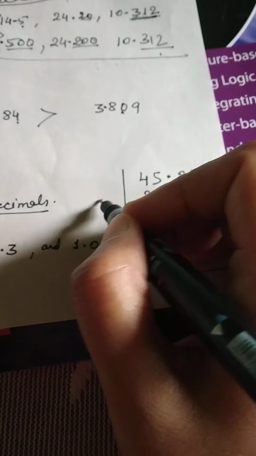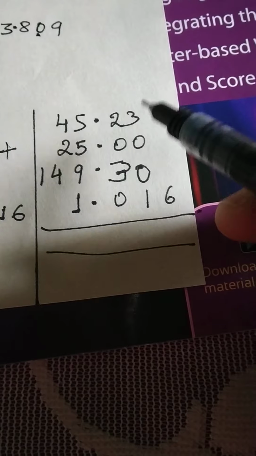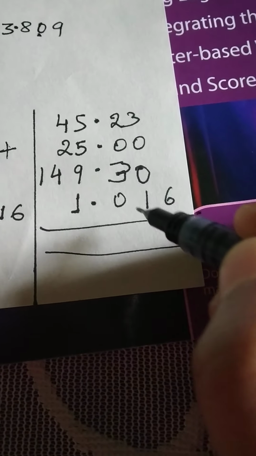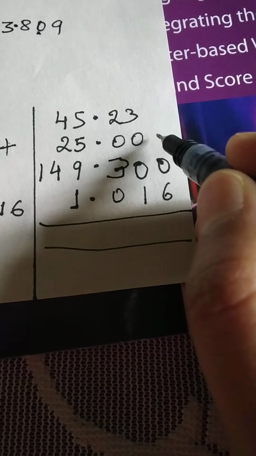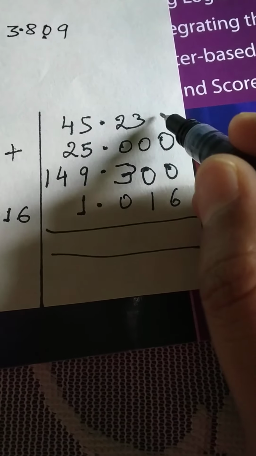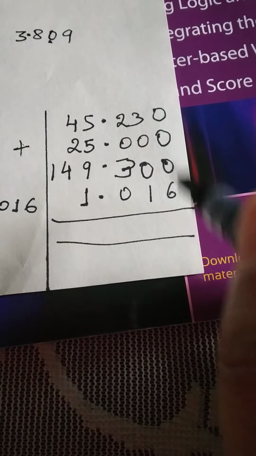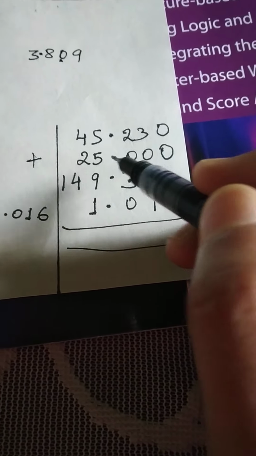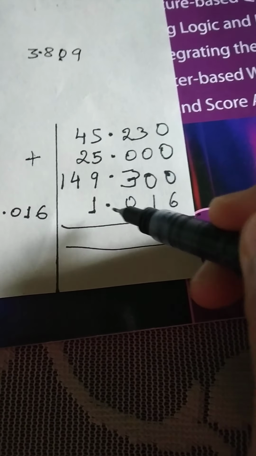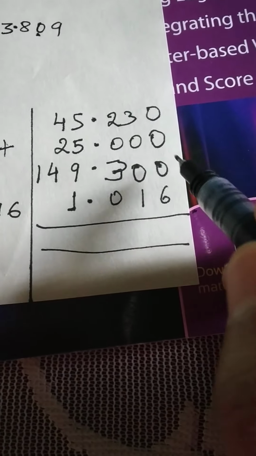Okay, now add it. But let's see here, are all the decimal numbers like decimals? No, one has 3 digits after the decimal. So you have to make this also 3 digits by adding a 0 here. You have to make this also 3 digits by adding a 0. And you have to make this also 3 digits by adding a 0. Okay, and all the decimals should come in a line. That means you have to put the decimal numbers one below the other, and the points should also come one below the other. It should come in a line. Now add it.